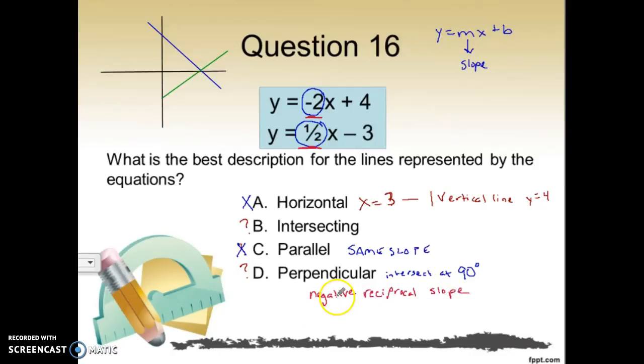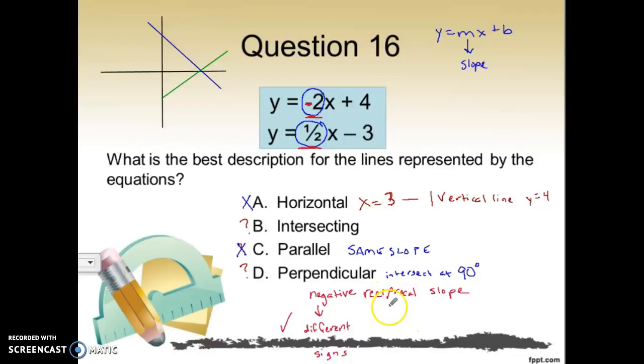All right, what is a negative reciprocal? Negative means we change the sign. They have different signs. All right, is that true here? Oh yeah, the first one is negative, and the second one is positive. So we got that going for us.